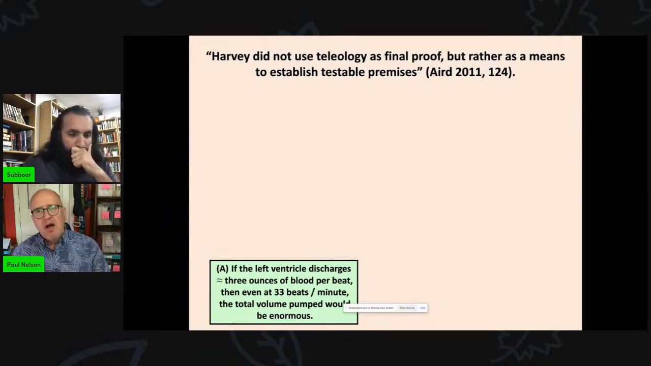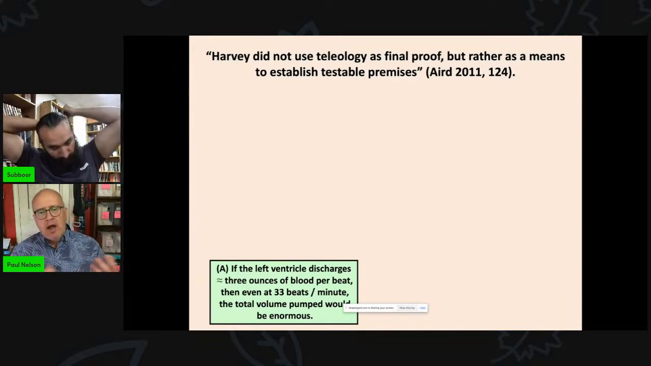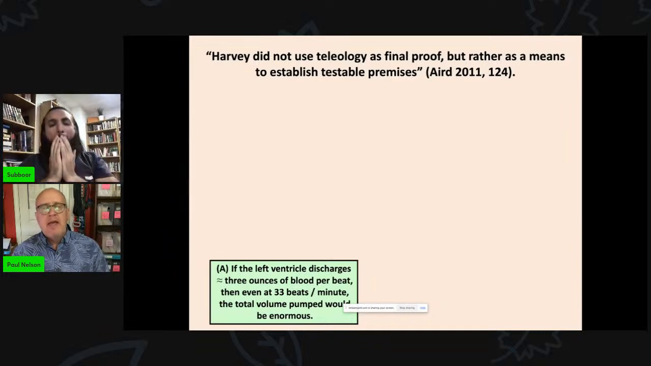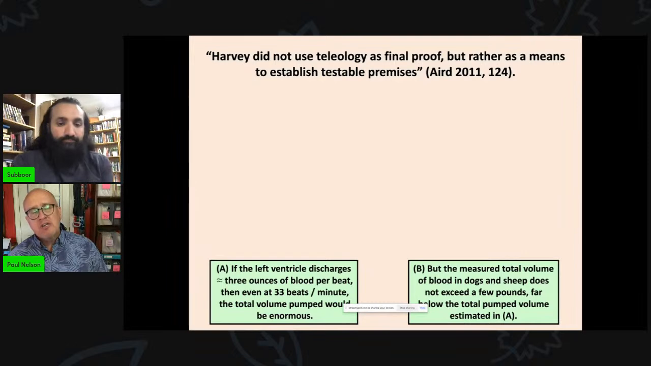Started with a model of the function of the heart and said, let's suppose the left ventricle, so the blood's going out of the heart, discharges or pumps 3 ounces of blood per beat, and let's pick a rate of 33 beats a minute. The total volume of blood pumped with those parameters would be enormous. But he measured the total blood volume in dogs and sheep. They gave their lives. I mean, I'm very sentimental.